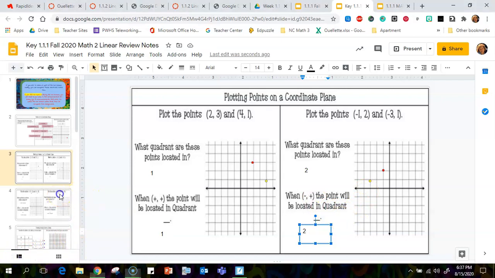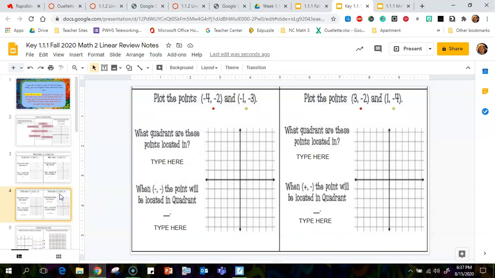Okay, so go ahead and click on slide 4. What I would encourage you to do right now is pause your video and try these 2 sections right here. This one is negative, negative, and this one's positive, negative. Try these 2 and then come back, and I'll have the answers in here so you can check and see how you did.